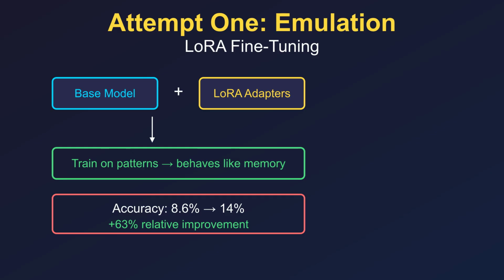Our first approach used LoRA fine-tuning. We trained a small model on hundreds of patterns until it behaved like it had memory. Accuracy improved 63%, but the architecture stayed the same.